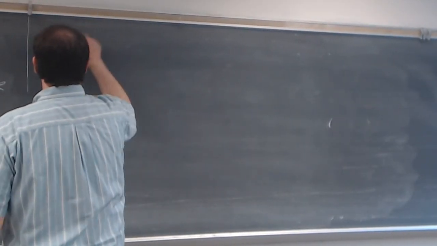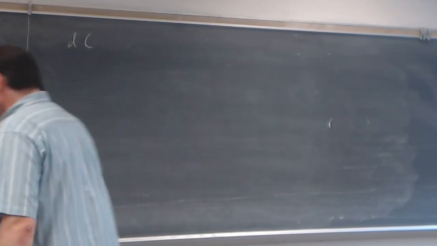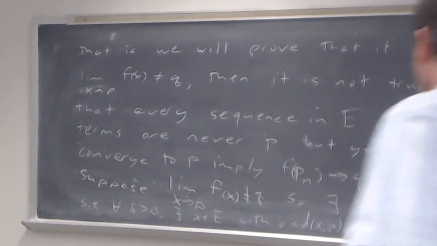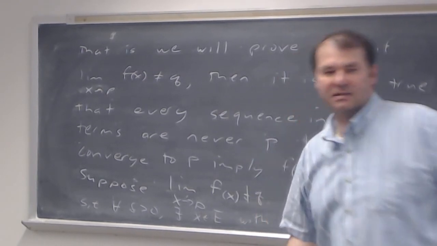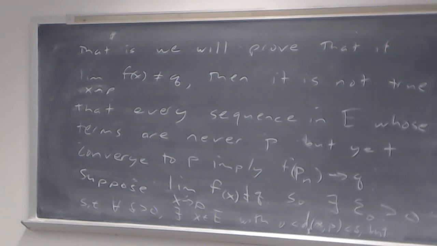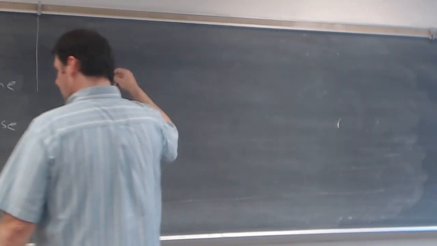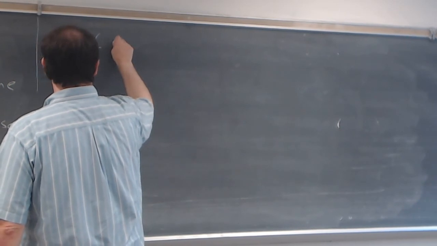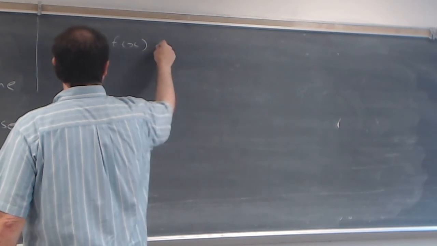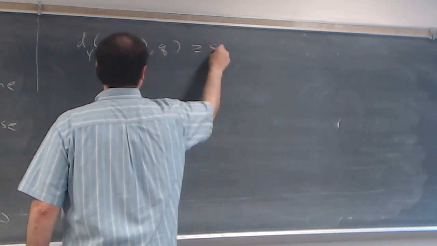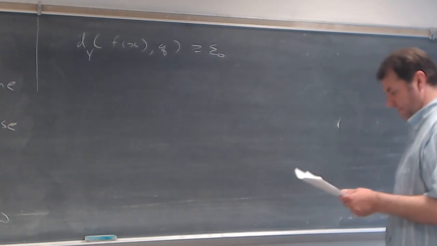the distance between, oh gosh, let's back up. The distance that I wrote at the bottom of the board is with respect to this little x. It's with respect to the metric on X. But here, I'm going to talk about the distance between f of x, which is in Y, and q, and that is going to be bigger than or equal to epsilon naught. That's what we have.